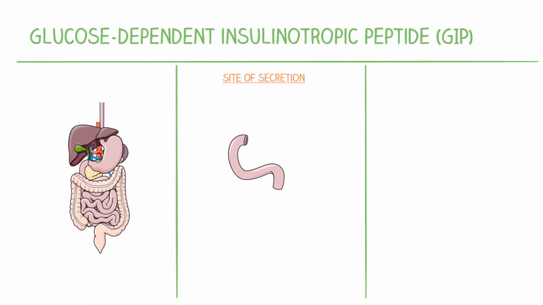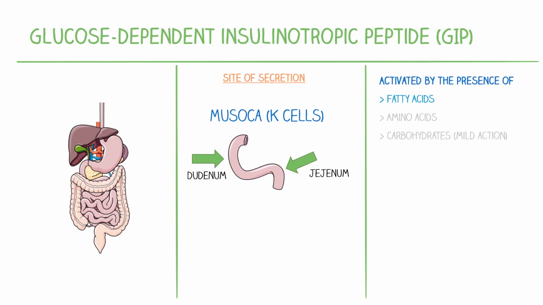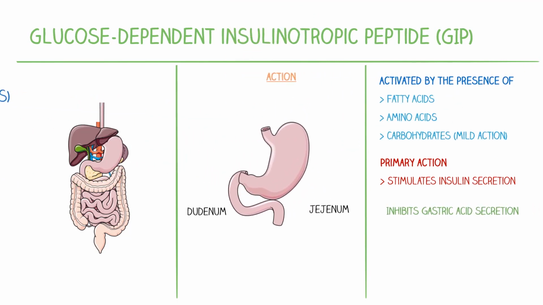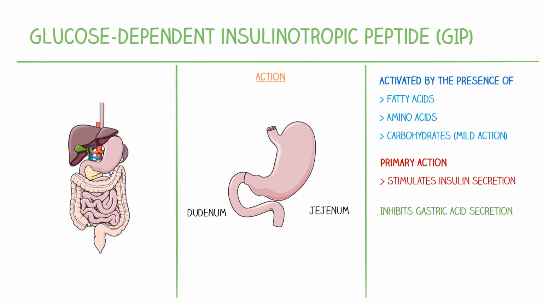Glucose-dependent insulinotropic peptide or GIP is secreted by the K cells of duodenum and jejunum. It is secreted by the presence of fatty acids and amino acids. Carbohydrates also show mild influence in its secretion. Primary activity of GIP is the stimulation of insulin secretion. It also inhibits gastric acid secretion and decreases motor activity of stomach.